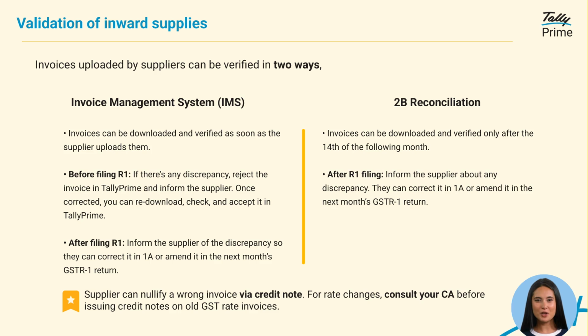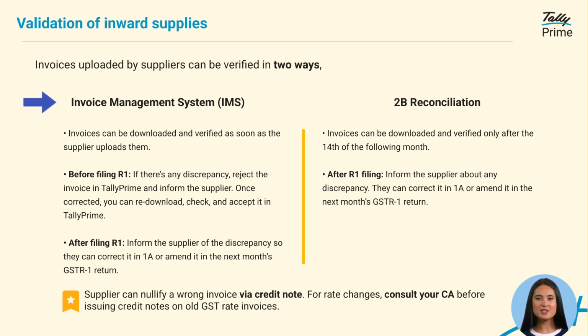Now let's talk about validating your inward supplies. Invoices uploaded by your suppliers can be verified in two ways: using the invoice management system or by using the 2B reconciliation. With the invoice management system, you don't have to wait till the end of the month. Invoices can be downloaded and verified in real time as soon as the supplier uploads them.